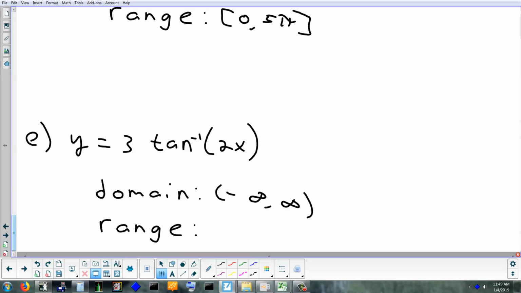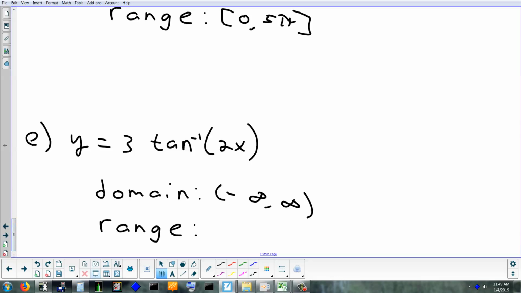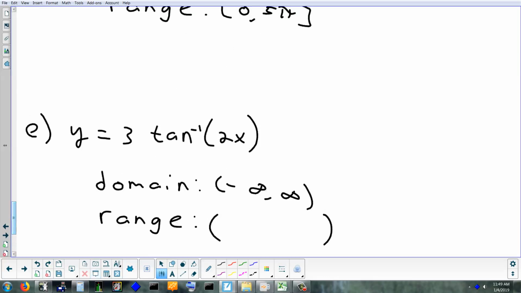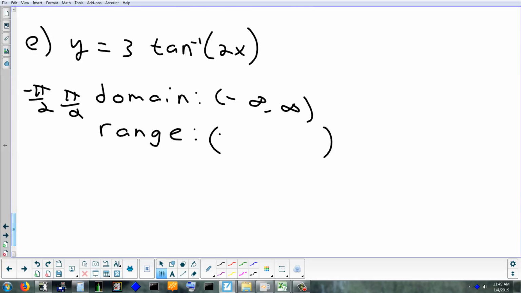Okay, and the range? What's the range on this one? And just be careful how you say it, because it's similar to another one. Negative pi over 2 to pi over 2, not including the endpoints. So instead of a bracket, I'm going to use parentheses. It's negative pi over 2 to pi over 2, but we've tripled it. So you take these two numbers and triple them. So negative 3 pi over 2 to 3 pi over 2.